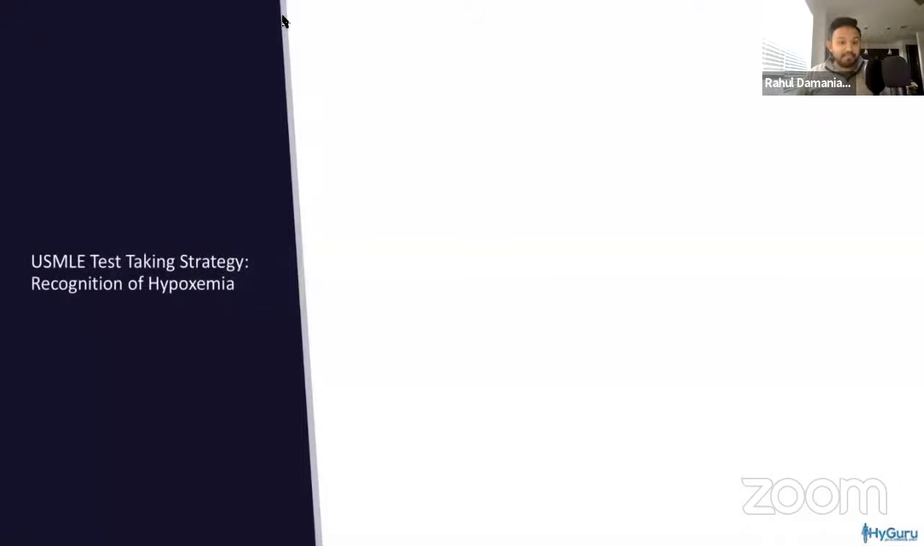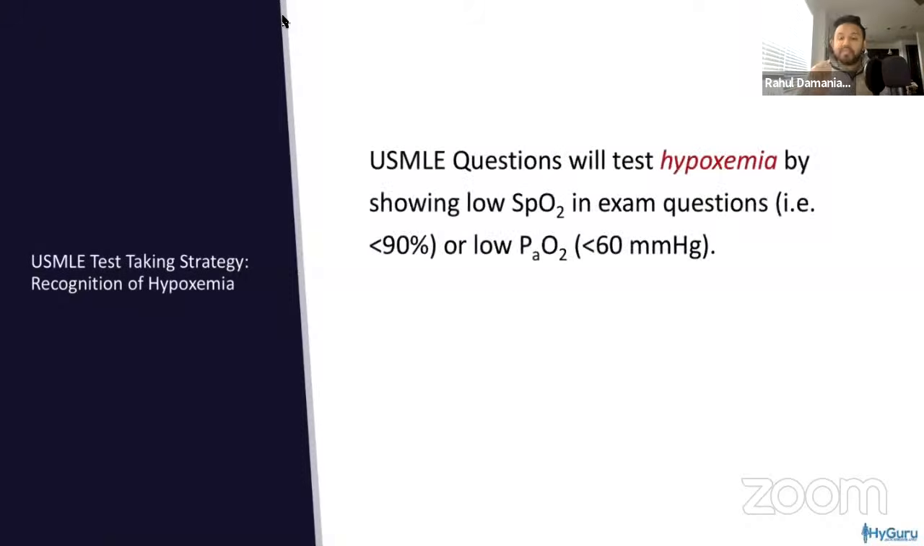So without further ado, let's go through our first concept, and that is going to be the AA gradient and hypoxemia. So like I mentioned, here's the test-taking strategy for recognizing hypoxemia questions on the USMLE. The USMLE will test hypoxemia by showing a low SpO2 in exam questions. And specifically, it will show a low saturation in the vital signs. Next, in the labs, you may see a low PaO2, which is your arterial dissolved oxygen. And a low PaO2 less than 60 is really going to define hypoxemia.